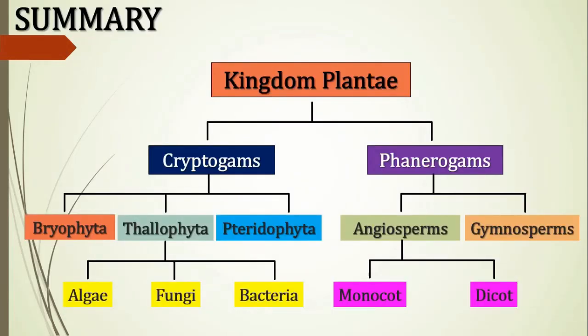Let us have the summary of the whole chapter. Kingdom Plantae is classified into cryptogams and phanerogams. Cryptogams is further classified into division bryophyta, division thallophyta and division pteridophyta. Thallophyta is further classified into group algae, fungi and bacteria. Phanerogams is further classified into angiosperms and gymnosperms. Angiosperms is further classified into monocot and dicot.